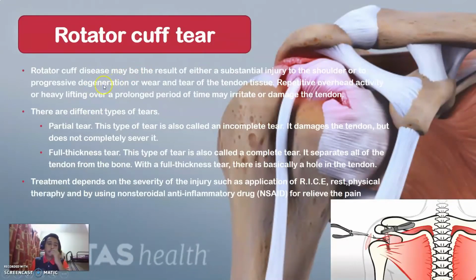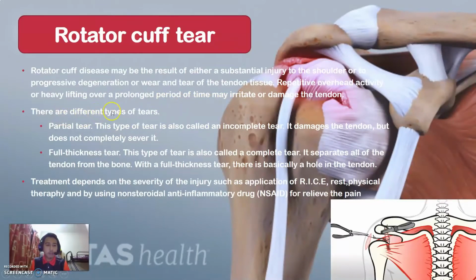Rotator cuff disease may be the result of either a substantial injury to the shoulder or to progressive degeneration or wear and tear of the tendon tissue. Repetitive overhead activity or heavy lifting over a prolonged period of time may irritate or damage the tendon.